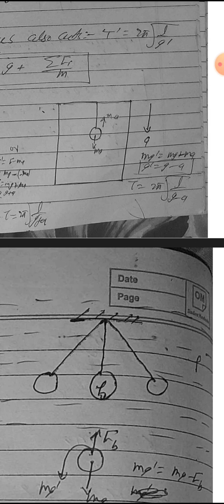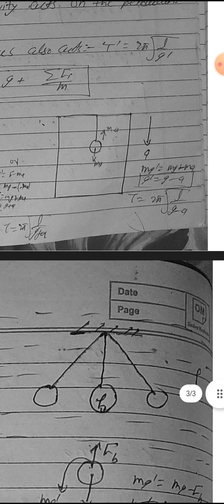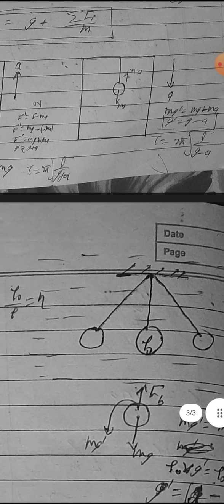And how will you get that? You have to apply a force on this pendulum in the opposite direction in which lift is going. That is, in this case, lift is going downward, so you have to apply upward direction. So what would be, once again, the net force? Mg dash equal to mg minus ma. So g dash equal to g minus a. And therefore time period would be 2 pi into under root L by g dash, and you can replace the value of g dash.